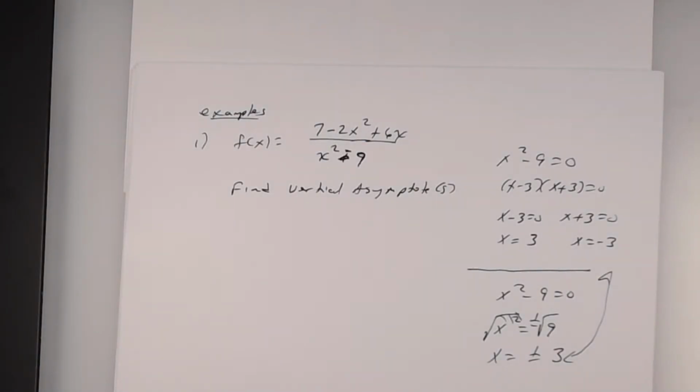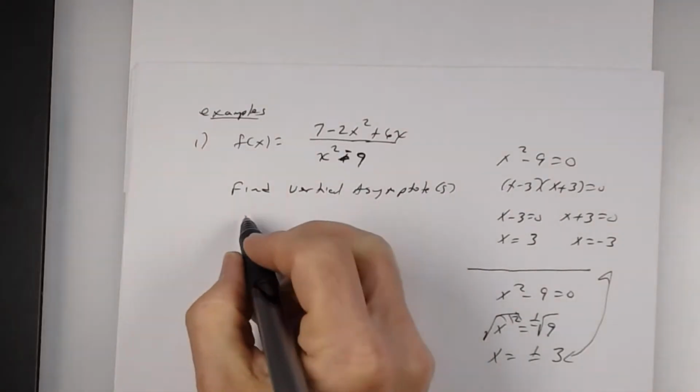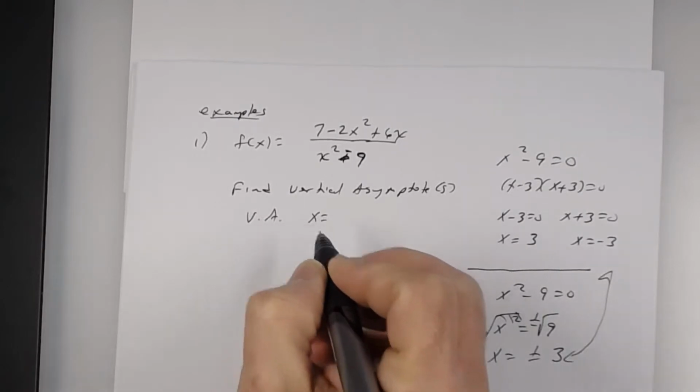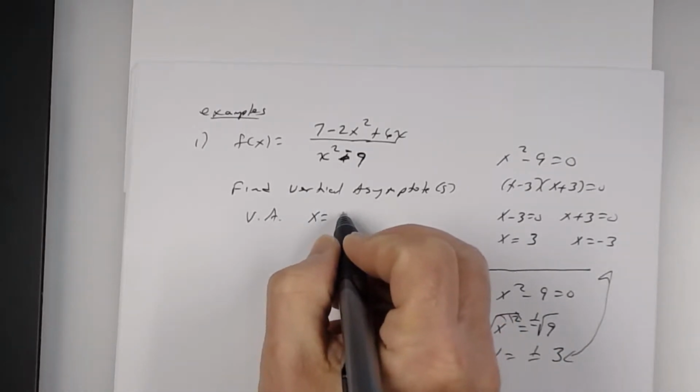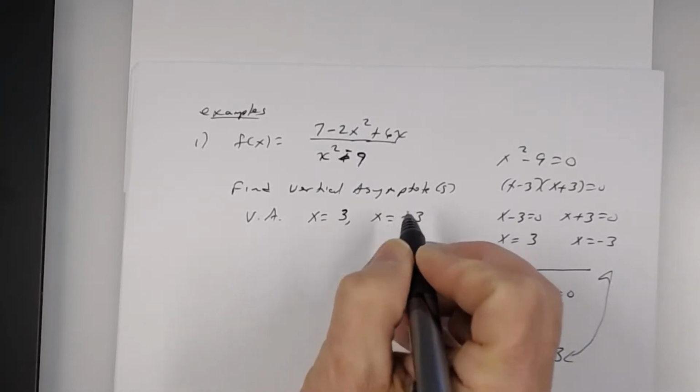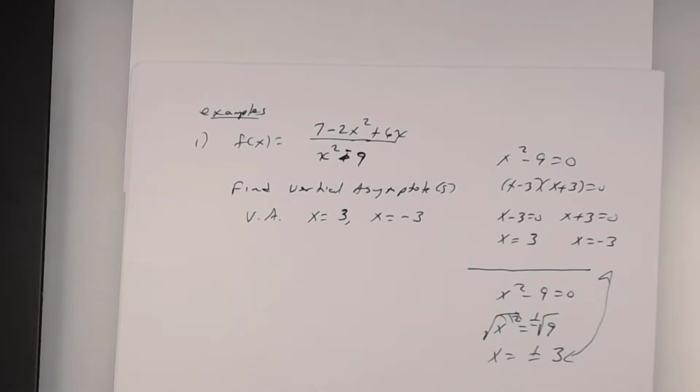But you notice there are how many restrictions? 2. So there are how many vertical asymptotes? 2. So your vertical asymptotes, I'm going to call it VA, you would say x equals. X equals what? You have to name them separately. X equals 3, and the other one is negative 3. So those are your vertical asymptotes.